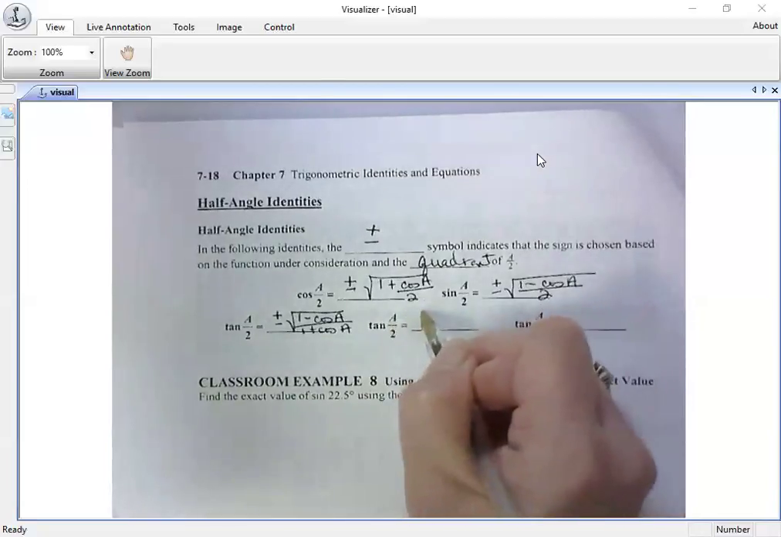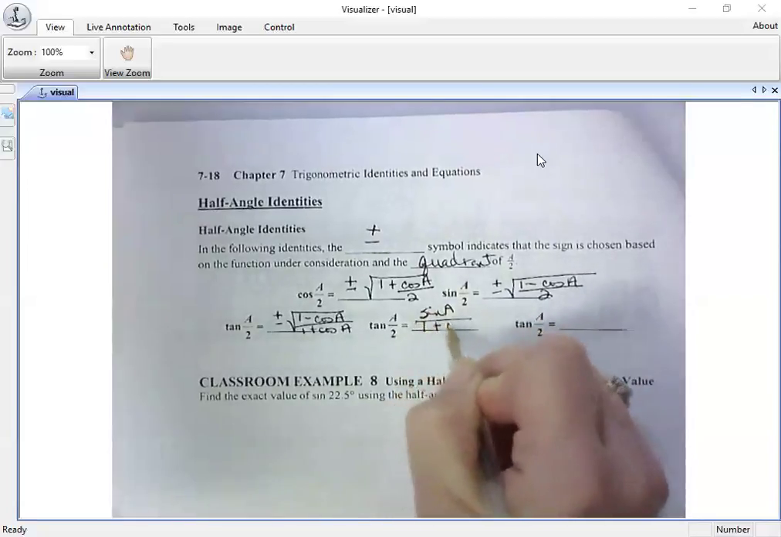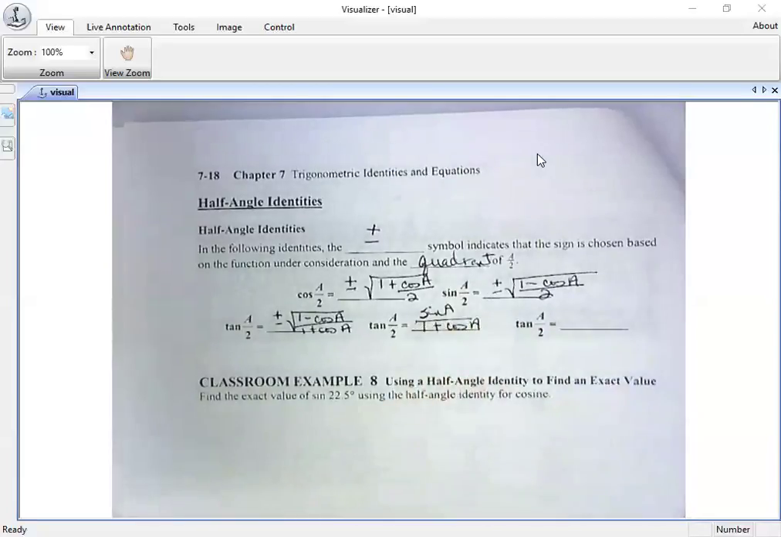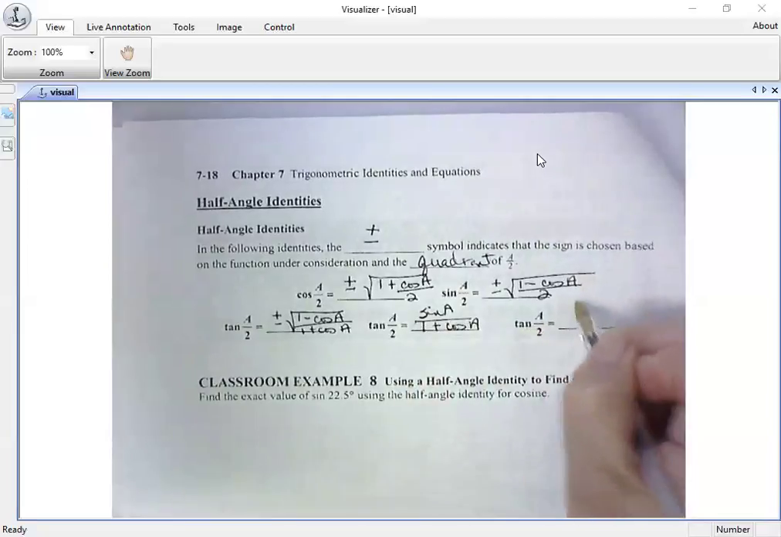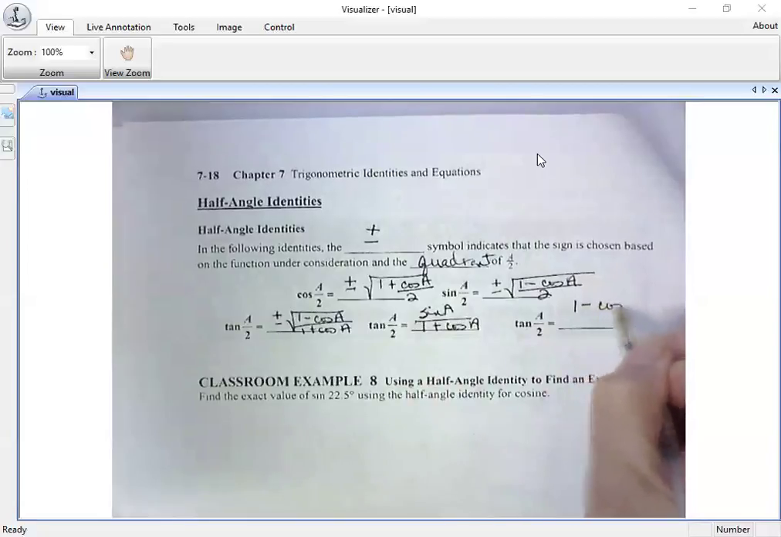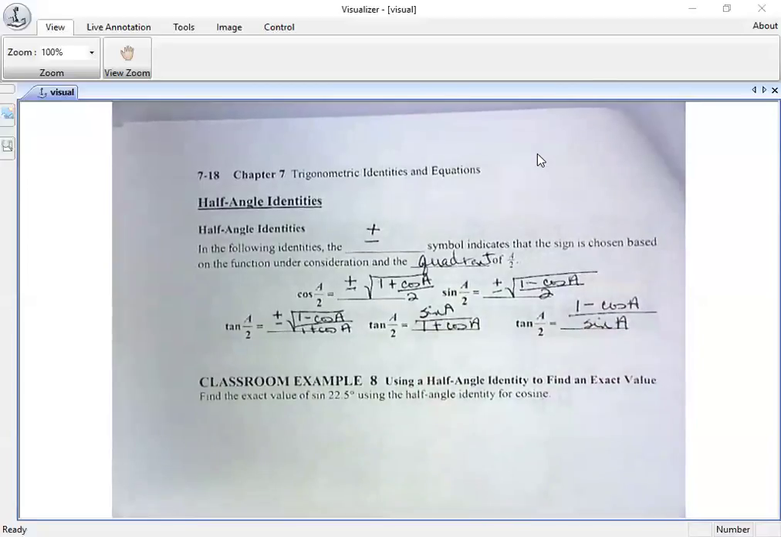You could also use the sine of angle A over 1 plus the cosine of angle A. And notice that one doesn't have a radical. And then the tangent of angle A divided by 2 could also be written as 1 minus the cosine of angle A over the sine of angle A. So these are all variations we can use if we need to use a half angle identity.